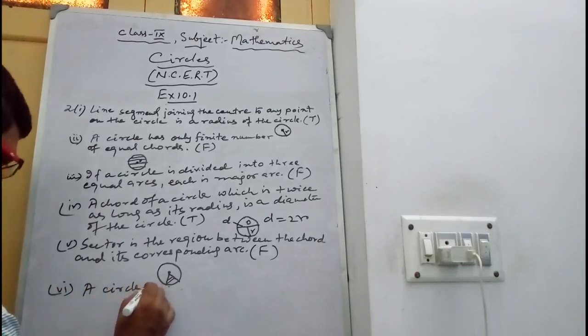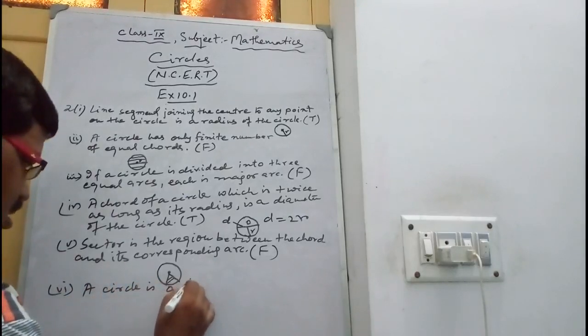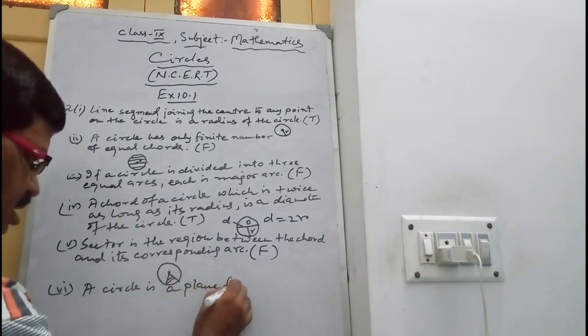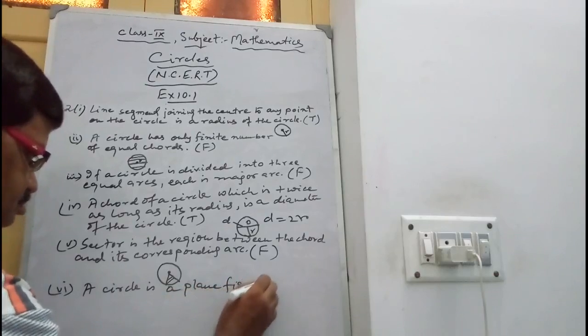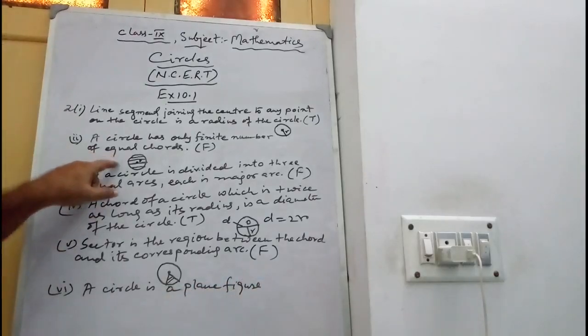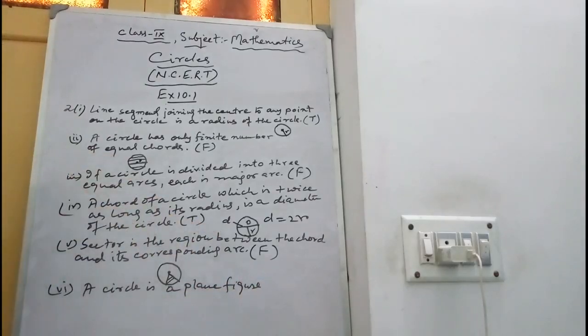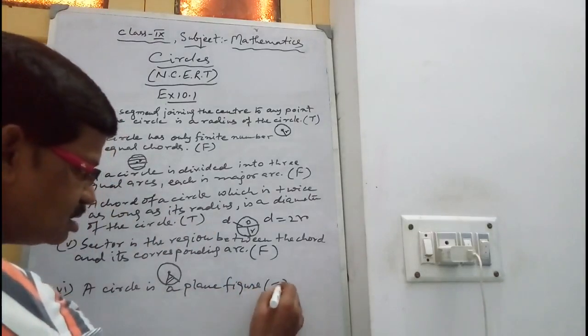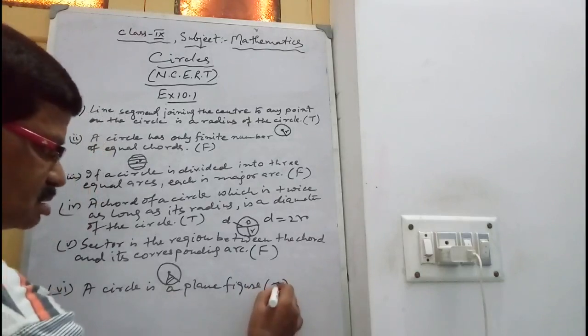A circle is a plane figure. This one is a circle, this one is a circle, this one is also a circle. So all these are plane figures, so the statement is true.